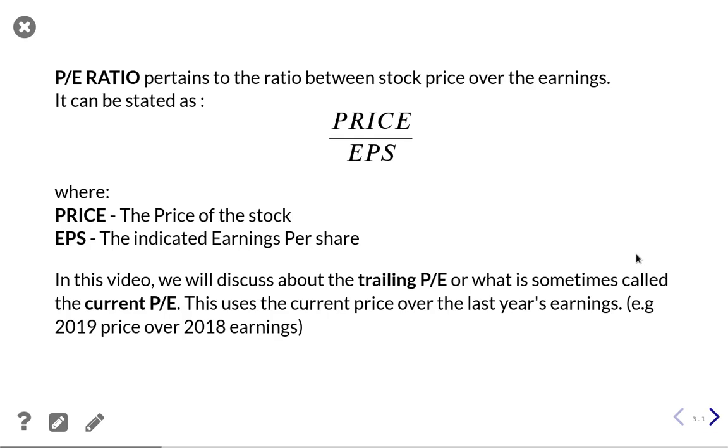P/E ratio pertains to the ratio between the stock price and the earnings. It can be stated as price over earnings per share, where price is the price of the particular stock and earnings per share is the indicated earnings of the stock on an annual basis. In this video we're going to discuss the trailing P/E, sometimes called the current price to earnings. This uses the current price over the last year's earnings. For example, for the price in 2019, we use the earnings of 2018.